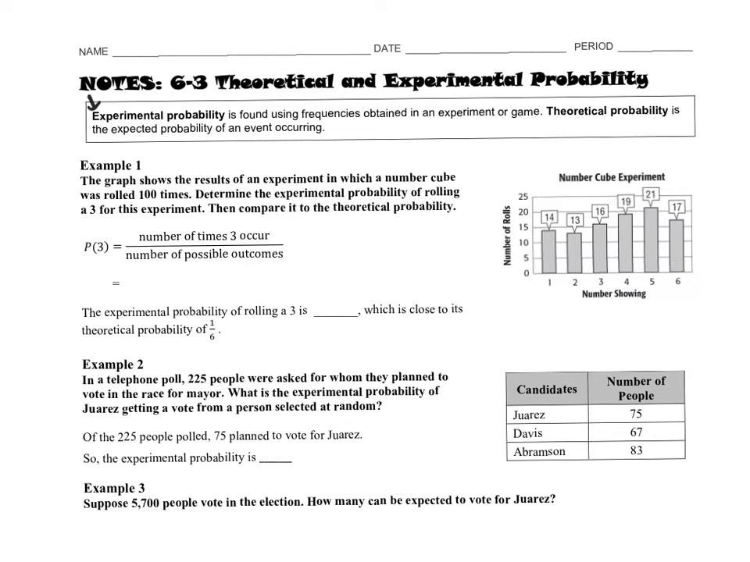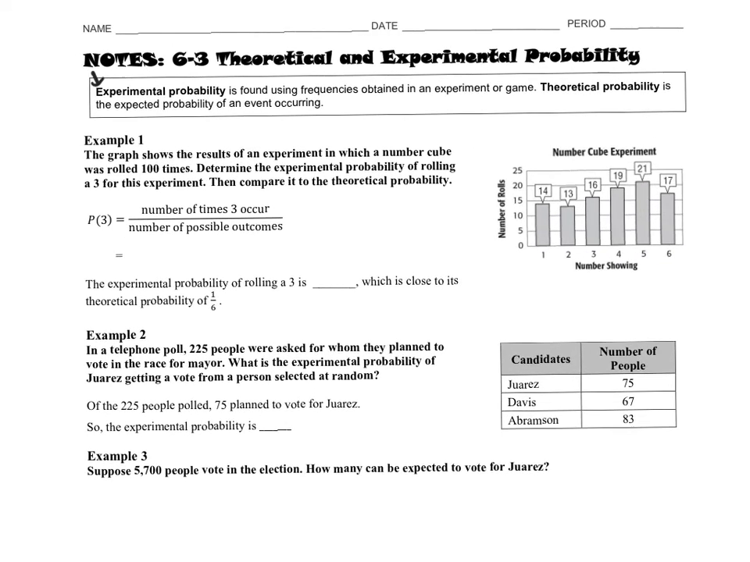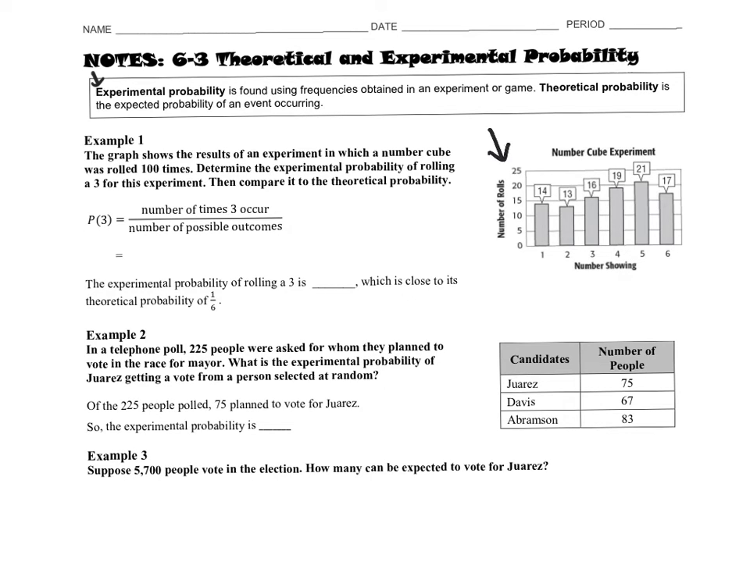Okay, so we define theoretical as what in theory should happen. Experimental is what happens if I actually did it. So if you look at example 1, the graph shows the results. Okay, this is the graph. That's the experimental part. It shows the results of an experiment in which a number cube was rolled 100 times. Determine the experimental probability of rolling a number 3 for this experiment. Then compare it to the theoretical probability.